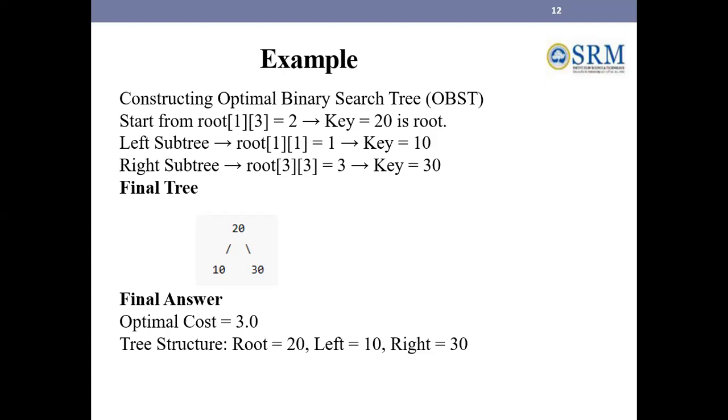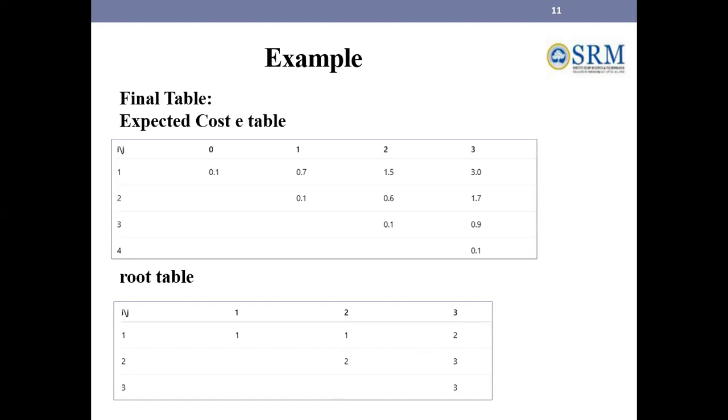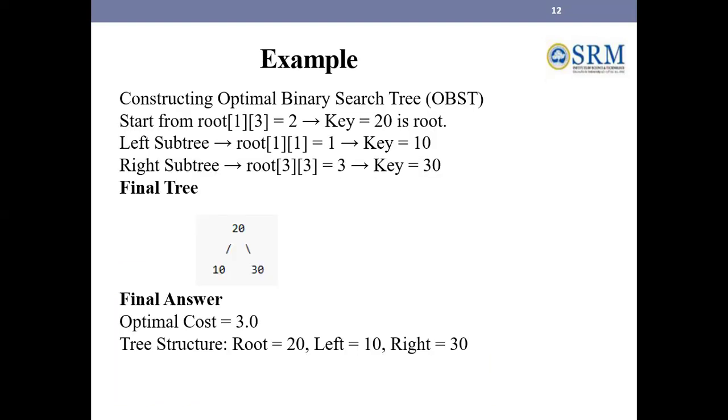And root of 2, 3 is 20 and 30. 30 is the root node. So, 20 and 30, 20 is the root node. So by default, 30 will be the right child of 20. Like that, we have to construct the tree.